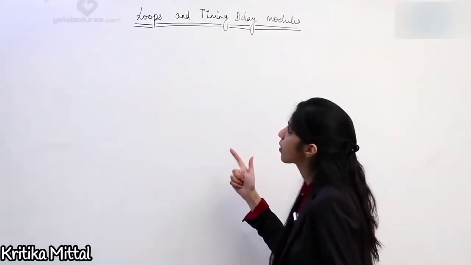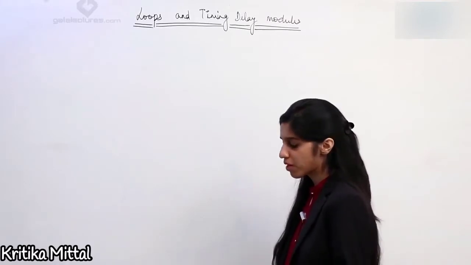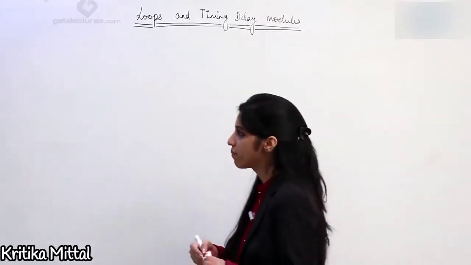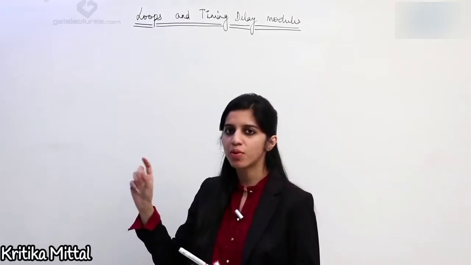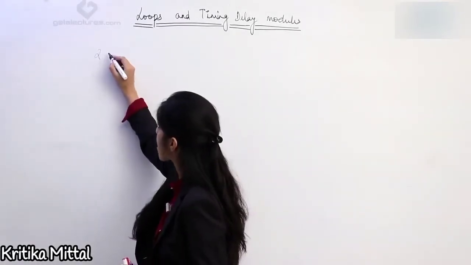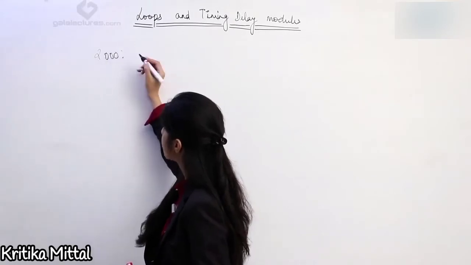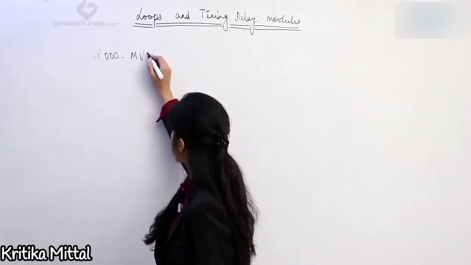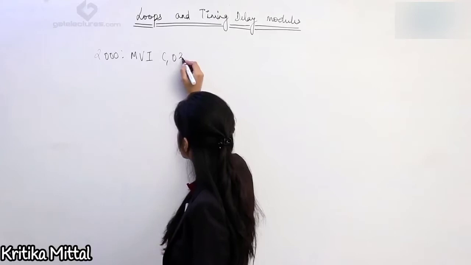Okay, so now we are going to look at loops and timing delay modules. We're just going to see how loops are working. For this purpose, we are taking a very simple program to start with. Suppose there is a program which starts with memory location 2000. I give a simple instruction MVI C, 03H.